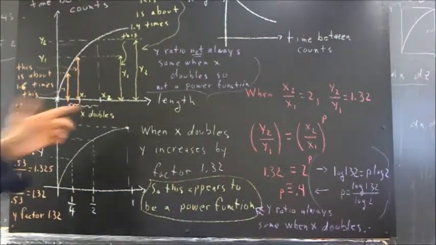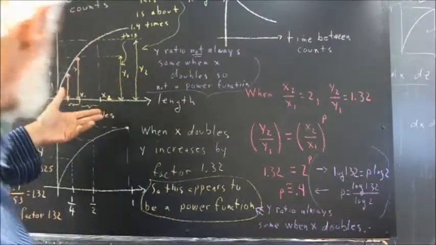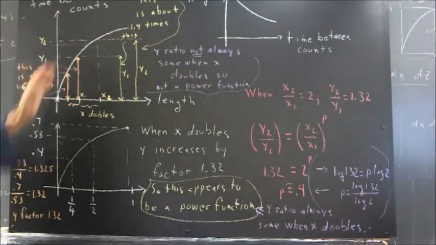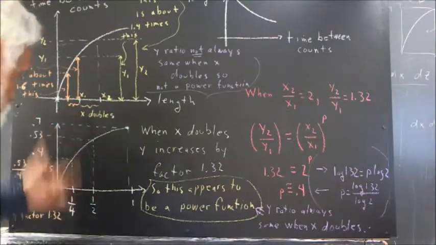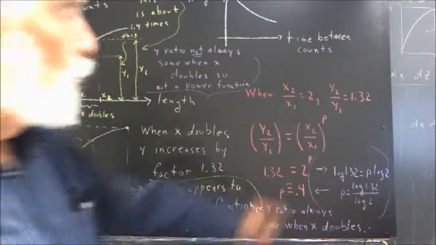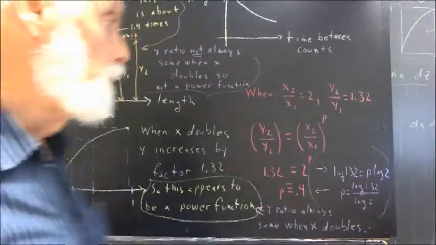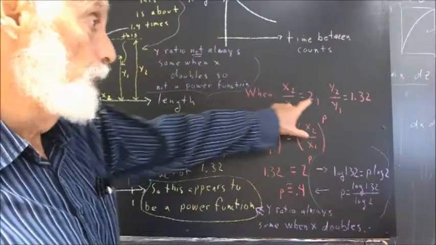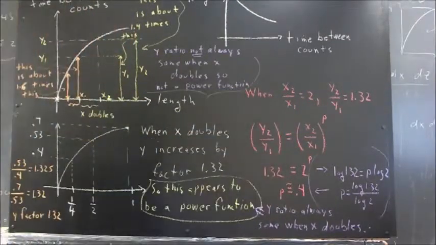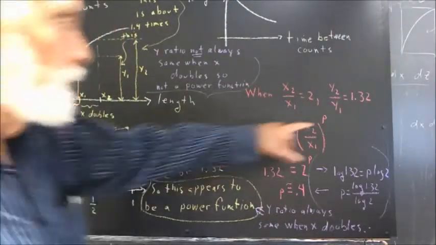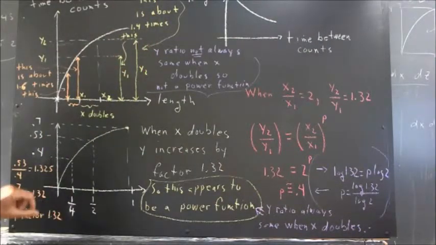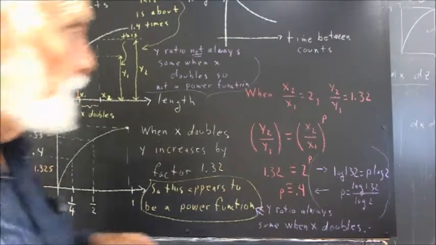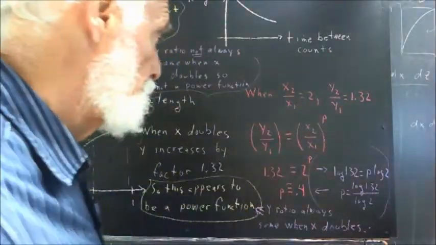Now, if y1 and y2 are the corresponding values of the time between counts in this case, then at least for this graph down here, y2 over y1 is going to be 1.32. So when x2 over x1 is 2, that is when x doubles, the y factor is about 1.32. That means that y2 divided by y1, or this 0.7 divided by the 0.53, is about 1.32.